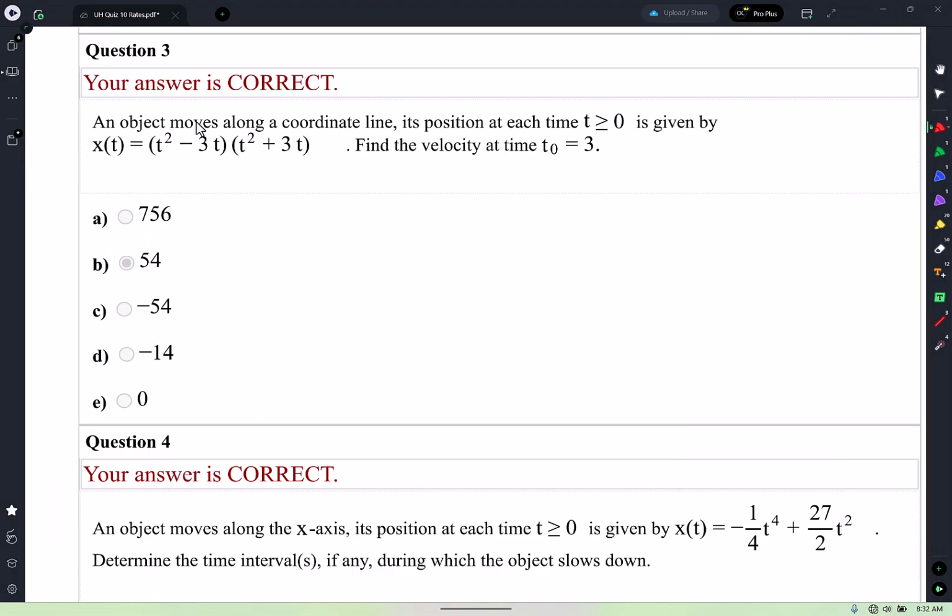All right. An object moves along a coordinate line. Its position at each time t greater than or equal to 0 is given by, and they give us this. Find the velocity when the initial time is 3, where that usually t naught means initial time. Usually. In physics it does.